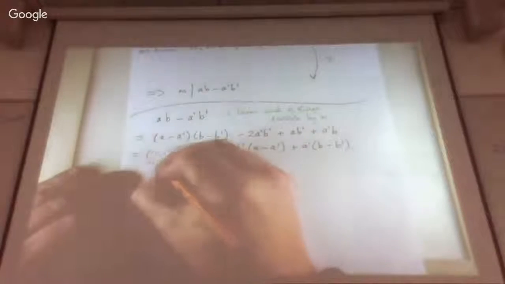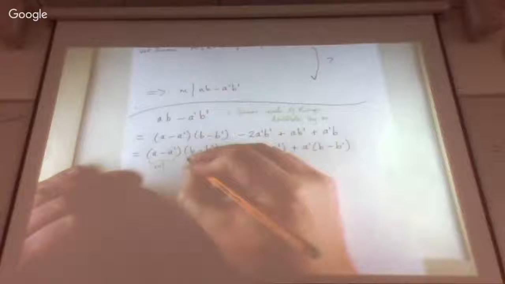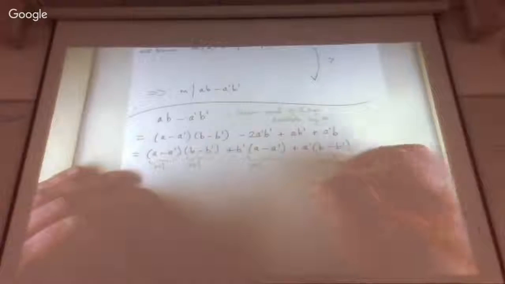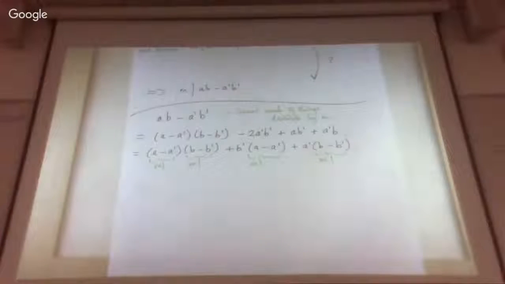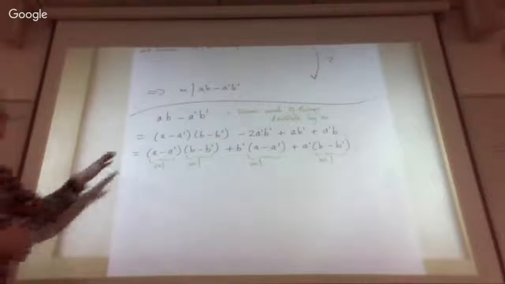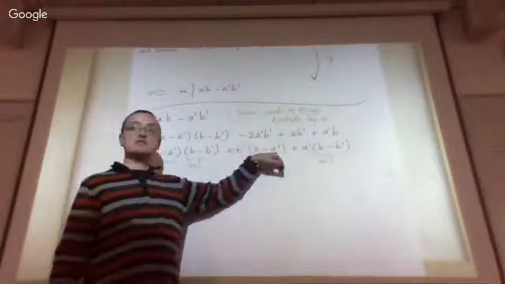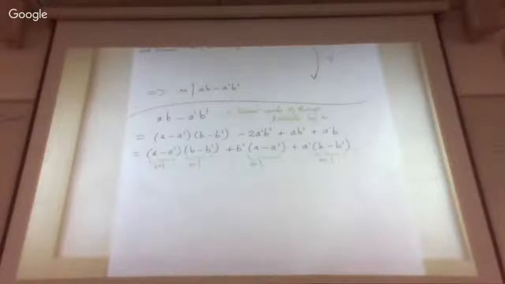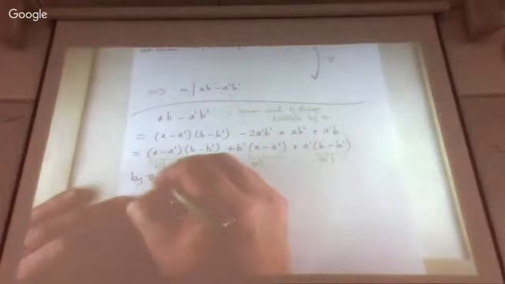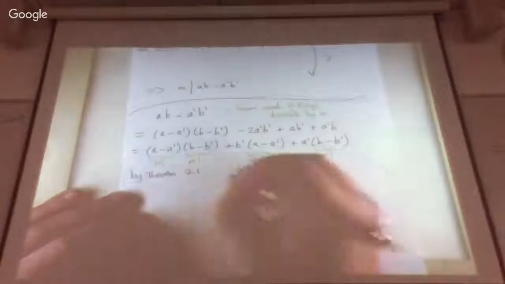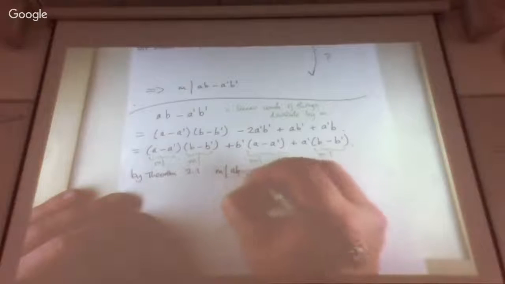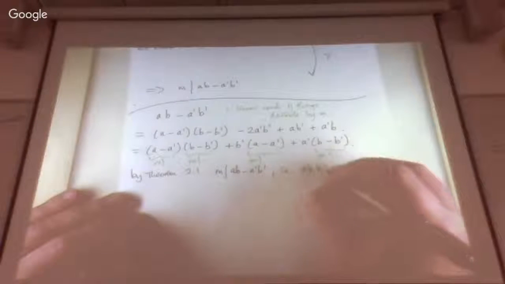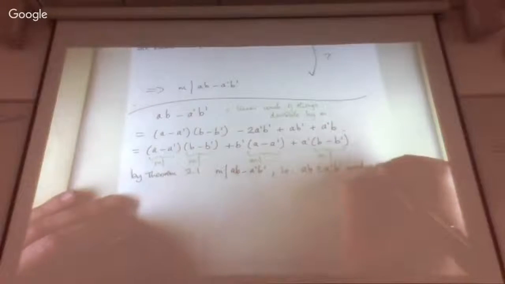But if you look at here, this is m divides this, m divides that, m divides that, and m divides that. Okay? So it's a linear combination of numbers divisible by m. Something divisible by m plus something multiplied by something divisible by m plus something multiplied by something divisible by m. Okay? So by theorem 2.1, we get that m divides ab minus a prime b prime. In other words, ab is congruent to a prime b prime modulo m. Okay.